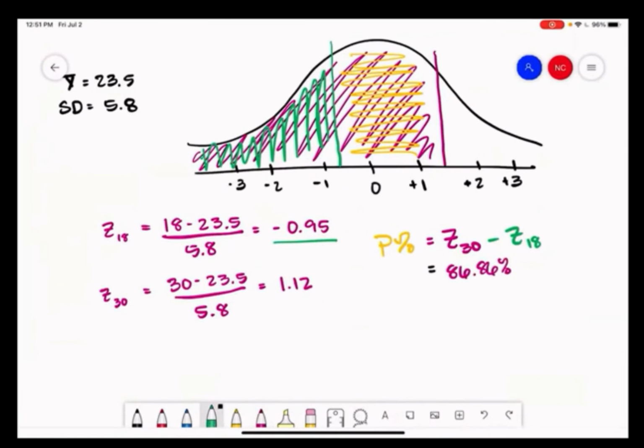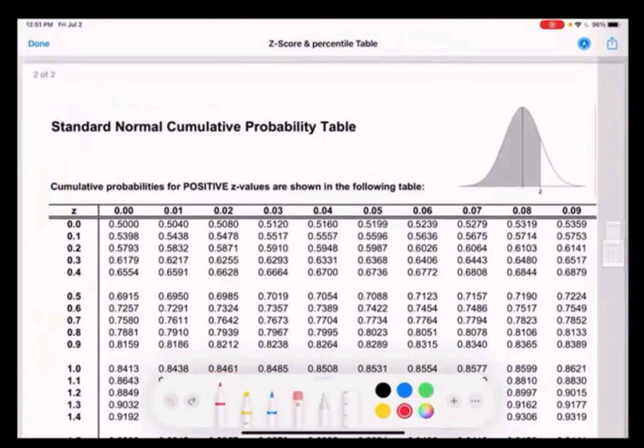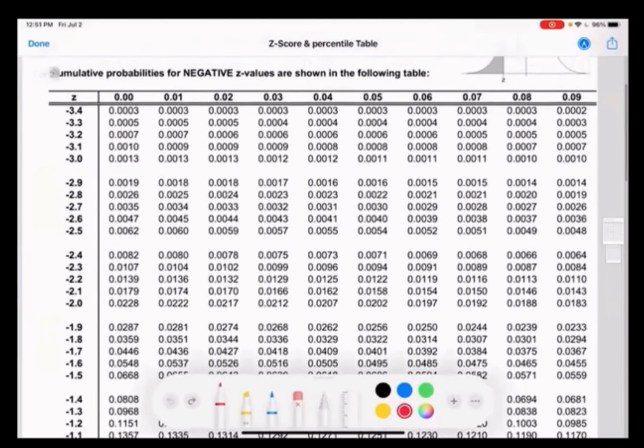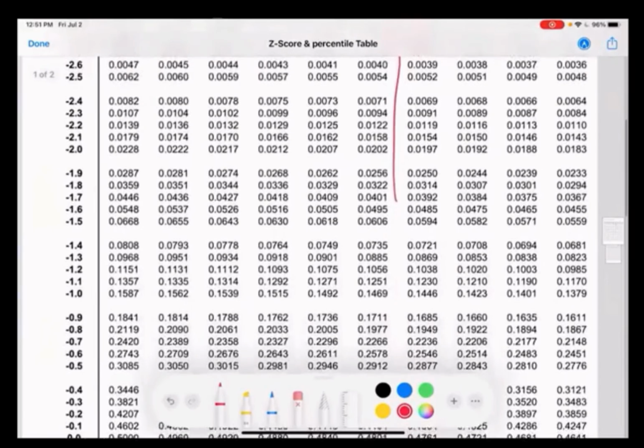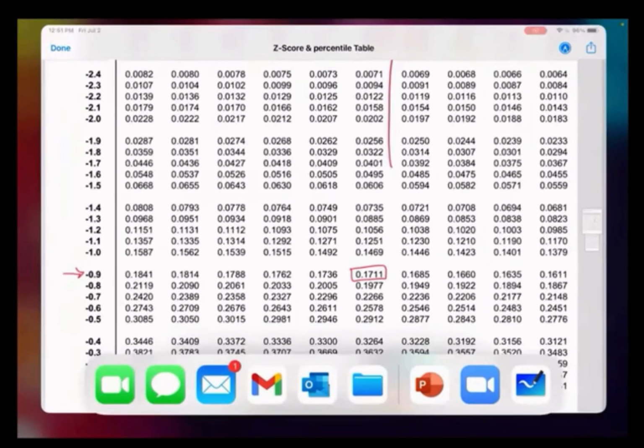Right, and then we're going to subtract the probability that we get at negative 0.95. So we go back to our z table. We'll do the negative one this time. And just for reference, our 0.5 column is this one. And we're looking for negative 0.95. So we end up with a probability of 17.11%.